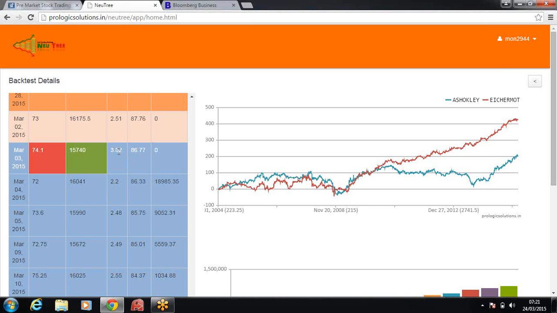As soon as the z-score falls, the next day the z-score fell to around 2.2. That means your Leyland 74 came down to 72, which we shorted. 15,740 became 1600. So your z-score became 0.2 and your correlation is 86, remains almost the same. So you have made a profit of 18,985 on the first day. Now that is a very good profit. Now what is my investment?